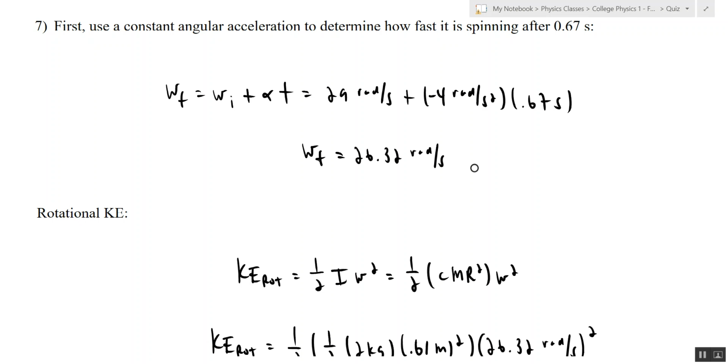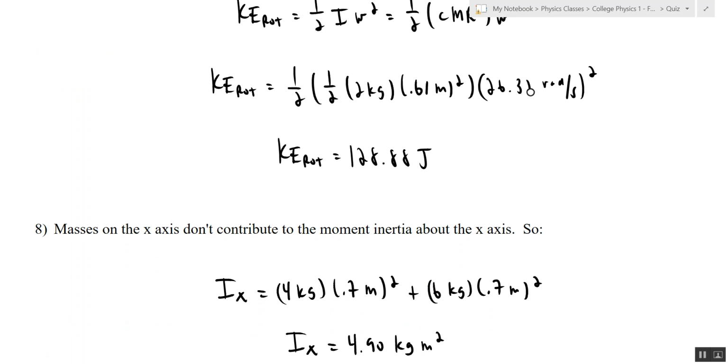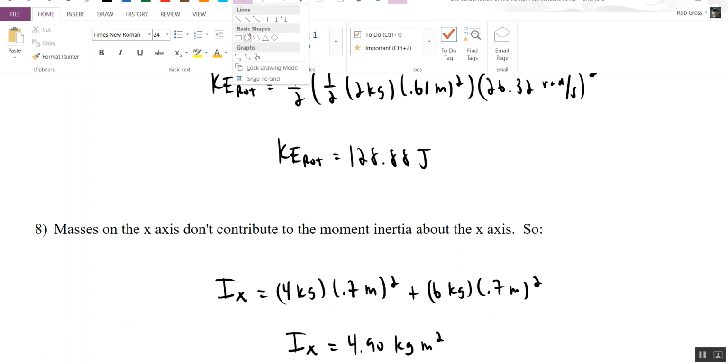Still counterclockwise. And then you just plug that into the rotational kinetic energy equation, which is 1/2 I omega squared, and I is c m r squared. I give you the c value, the mass and the radius. Now you know how fast it's spinning, and you just plug it in. That gives you the rotational kinetic energy.